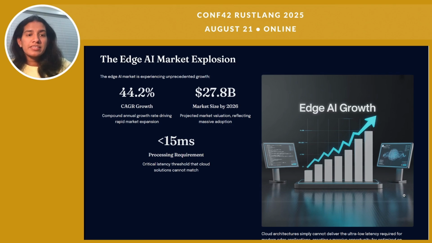Now, we do see that the edge AI market is exploding with a 44.2% CAGR. This is not hype, this is adoption driven by real performance demands. A 27.8 billion market size by 2026 means there's a lot of opportunity for Rust developers. Also, less than 50 millisecond latency is the holy grail for edge AI, which cloud infrastructure cannot reliably deliver. So we need optimized on-device computation.